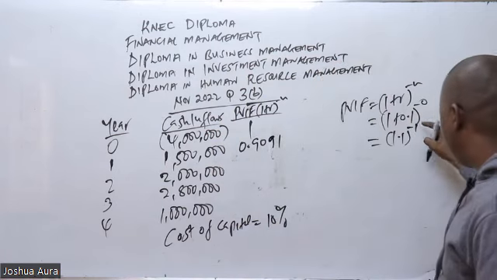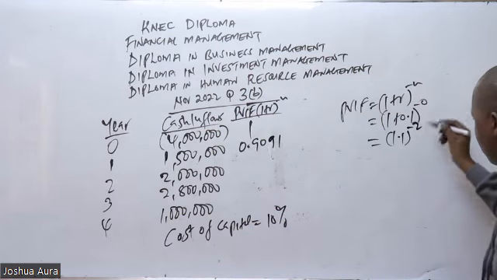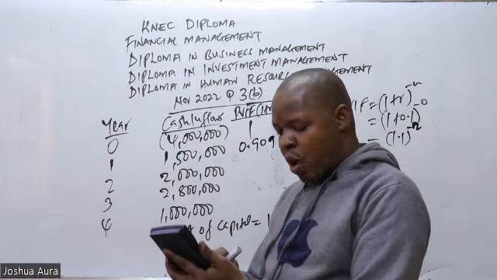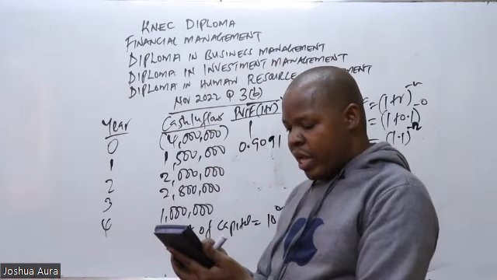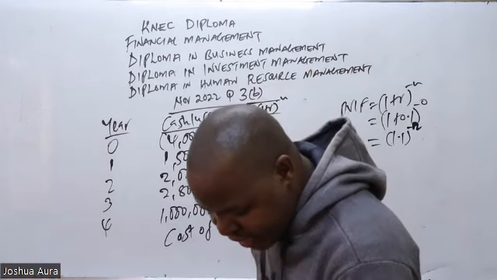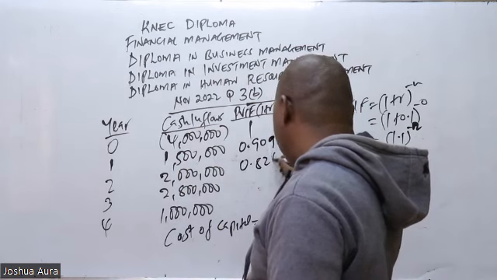What about for year 2? It will be 1.1 raised to negative 2. So with your calculator, what are we getting? 1.1 raised to negative 2 will be 0.8264.